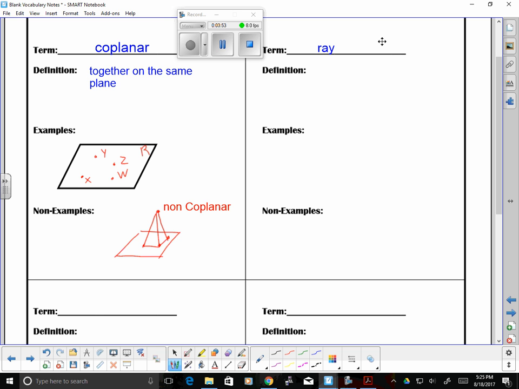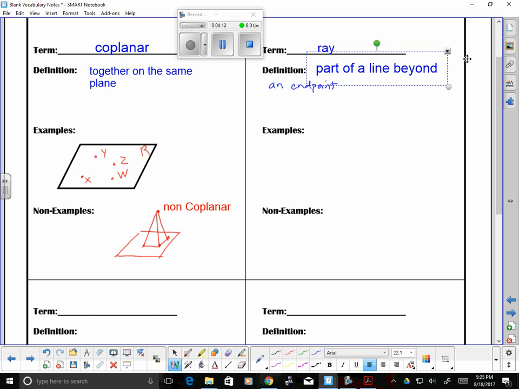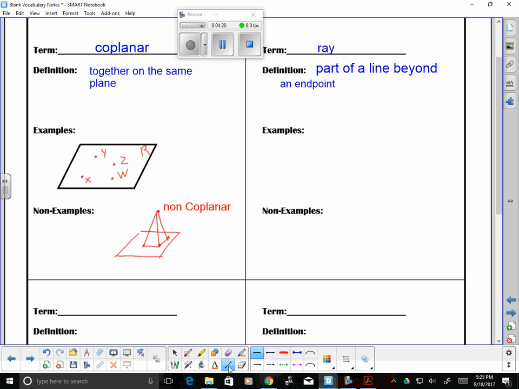Okay? So this is a part of a line beyond an end point. So we're taking part of the line and all of the line that extends beyond an end point. So when we talk about a ray, we can see kind of down here an example. We have a line, but it begins at this particular point. So we'll name this point A, and there would be all these other points along that line.